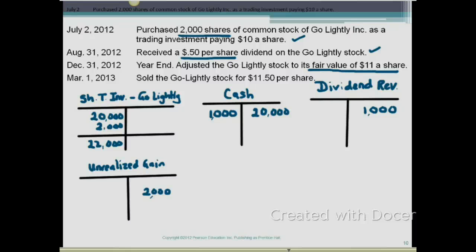So I'm going to give you a new accounting rule because you have not seen gains and losses before. The rule for gains and losses is if it is a gain, treat it just like a revenue. If it is a loss, treat it just like an expense. So you know that revenues are increased by credits. Gains are also increased by credits. So our gain went up by $2,000. So we credited our unrealized gain account for $2,000.